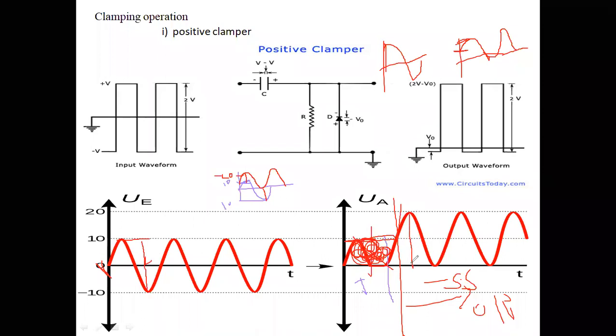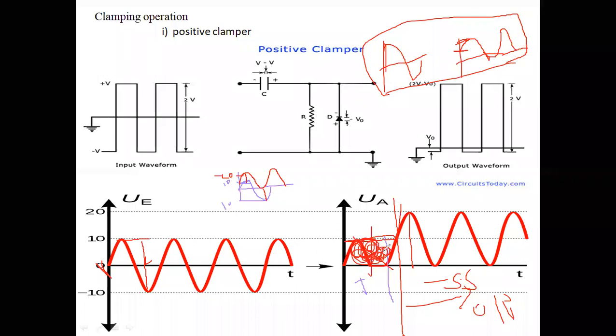That means in clamper circuits, the peak to peak voltage can't be changed. The peak to peak value will be maintained constant. Only it will be shifted from the negative portion to the positive portion. Therefore this is your actual output. When you neglect the transient portion, like this you are going to get the output. This previous portion there is no need to draw.